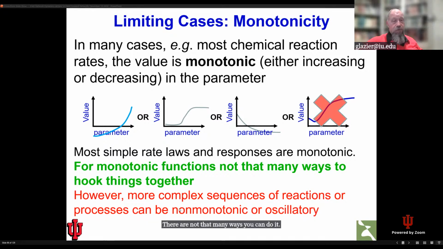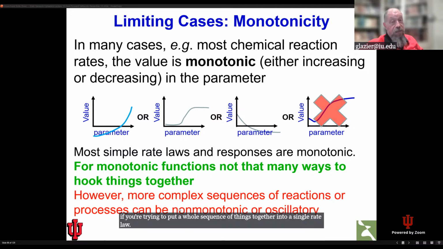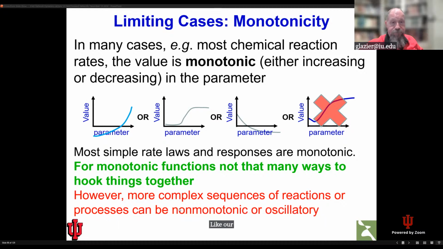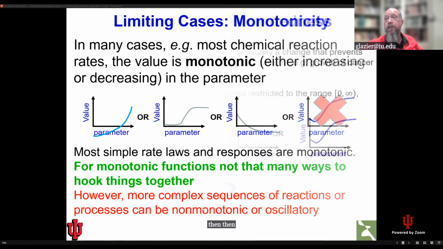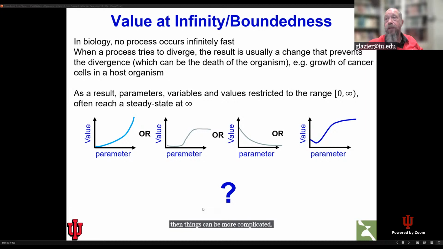Of course, if you're trying to put a whole sequence of things together into a single rate law, like our pulse generator, then things can be more complicated. And so it's always worth asking the question, what happens at infinity and what happens at zero?